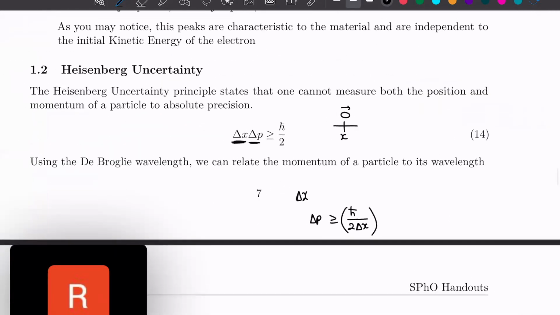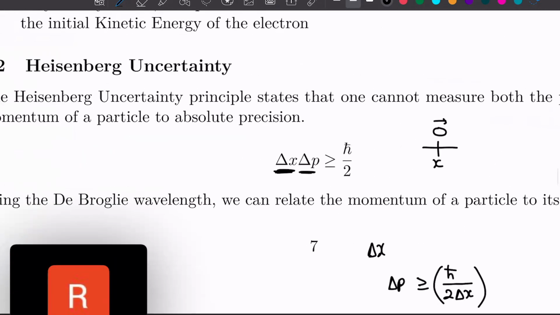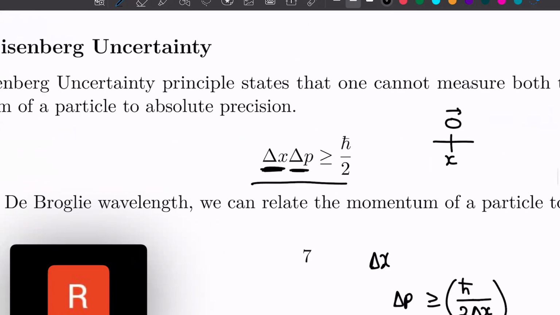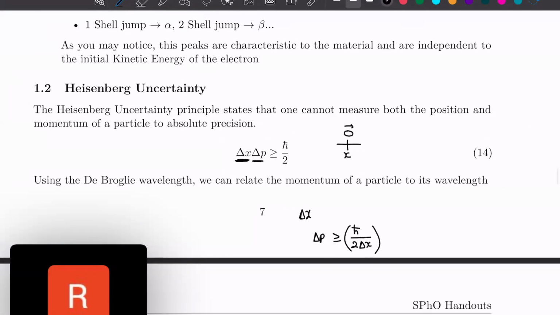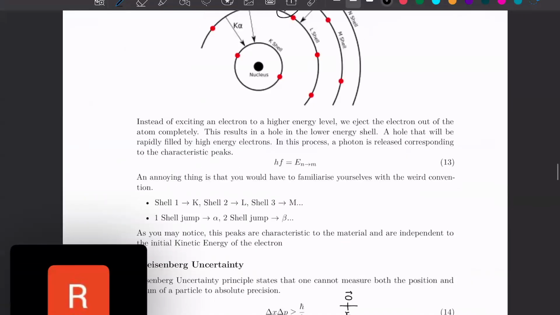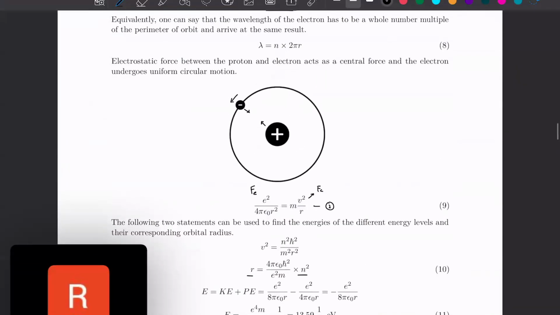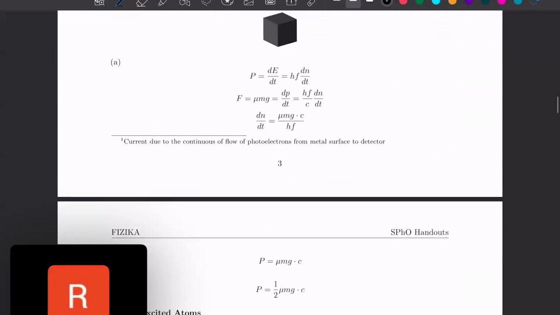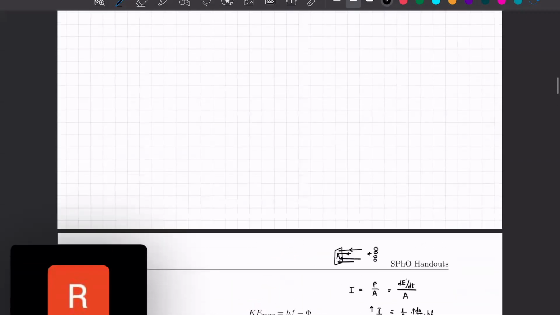So there are actually quite interesting questions that they can ask with this. I haven't seen it in any SPhO paper yet, but they can possibly ask. So if you do come across any interesting questions, do highlight it. I think that's about it for content-wise for quantum.